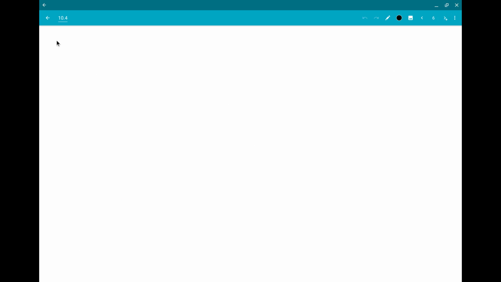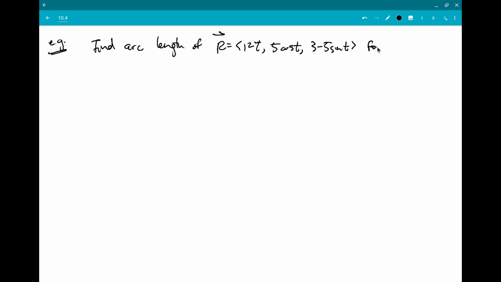And then we're going to do a quick example, just so that you can see the formula in practice. So we're going to find the arc length of r given by 12t, 5 cosine t, and then 3 minus 5 sine t, for, well, it's actually written in the book, from t equals 0 to t equals 2. So it won't always be written in that less than or equal to form like I gave you in the equation there.